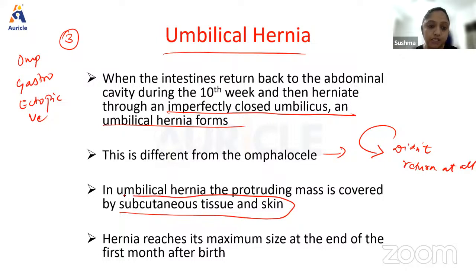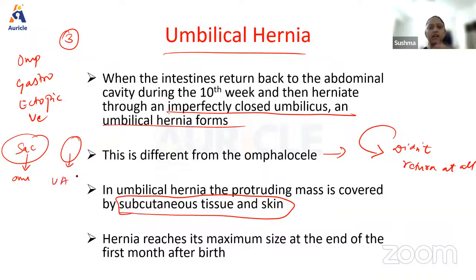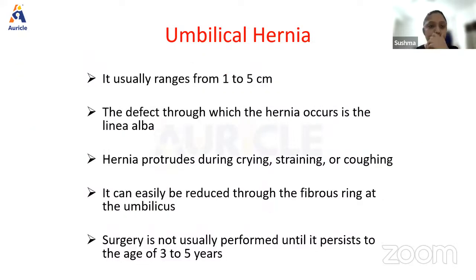This is the buzzword here. If the content that protrudes outside is covered by a sac or a membrane, then it is omphalocele. If it is covered by subcutaneous tissue and skin, then it is umbilical hernia. And even umbilical hernias will be much smaller as compared to omphalocele. It usually ranges from 1 to 5 centimeter.